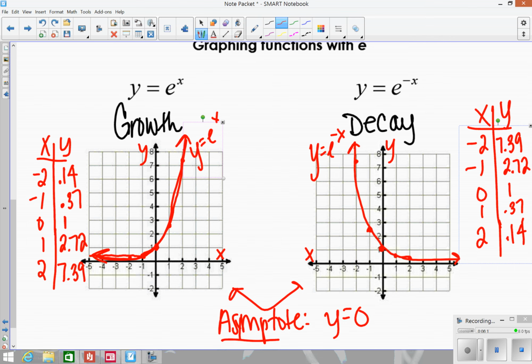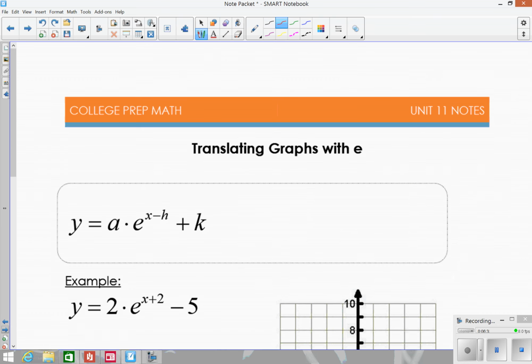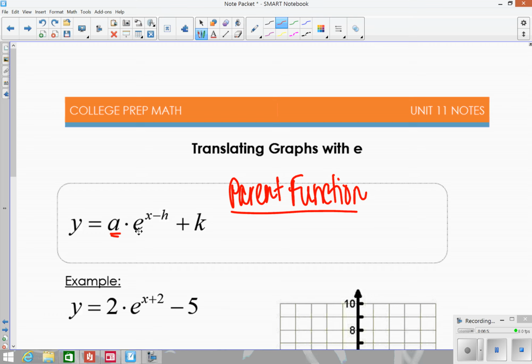So let's look at shifting these. So if we do transformations with these, it's going to work the exact same way. We're going to have some number times e to the x minus h plus k. Our parent function, instead of having b involved, which if you remember, b was our base or our growth rate, we have e, because if we're talking about an exponential function with base e, e is always going to be the base.